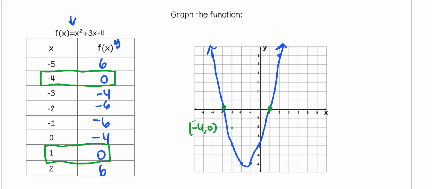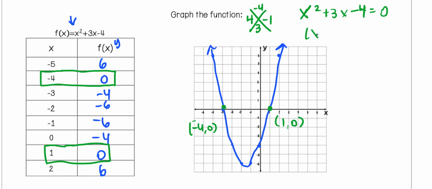So the point -4, 0 and the point 1, 0. If we were to take this expression, x squared plus 3x minus 4, and set that equal to 0, like we've been doing when factoring trinomials and solving for their x values, we're going to be looking for factors of -4 that add to +3.